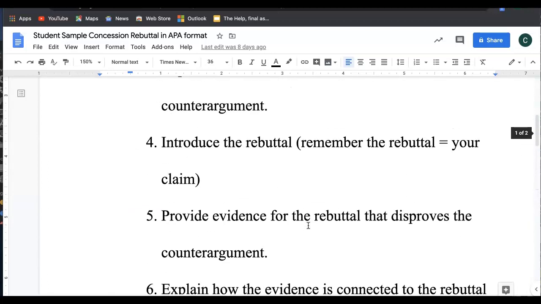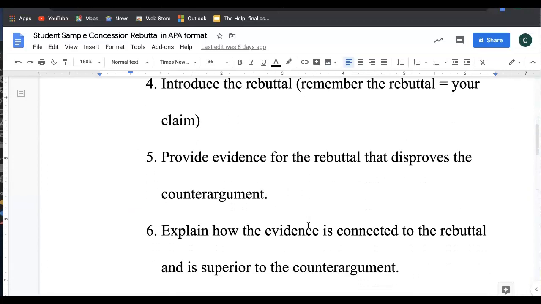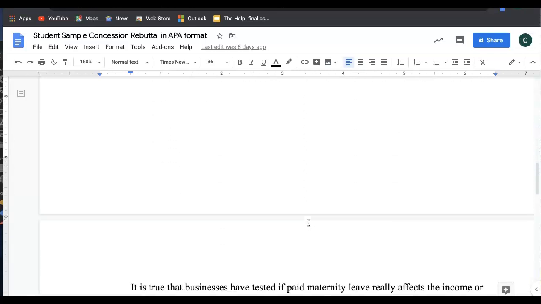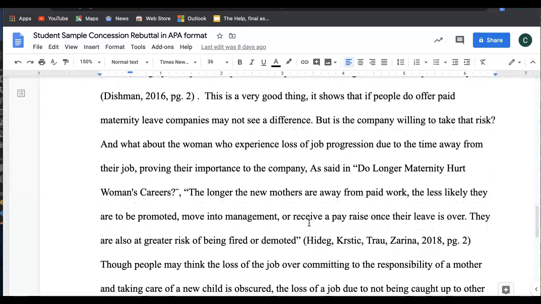So we have to do the last 3 steps, which is introduce the rebuttal. And remember, the rebuttal is your claim. It goes against the counterclaim. Provide evidence for the rebuttal that disproves the counter argument. And explain how the evidence is connected to the rebuttal and is superior to the counter argument. So let's see how this student sets up their rebuttal portion.